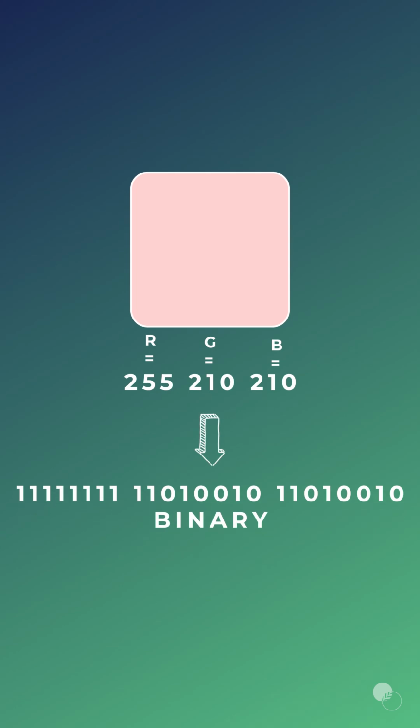For example, the baby pink of your grandma's sweater would have a value of 255 for red, 210 for green, and 210 for blue, which can be written as 255, 210, 210. And now, using what we already know, it's quite simple to then convert this into binary, which gives us this. But that's just one pixel.